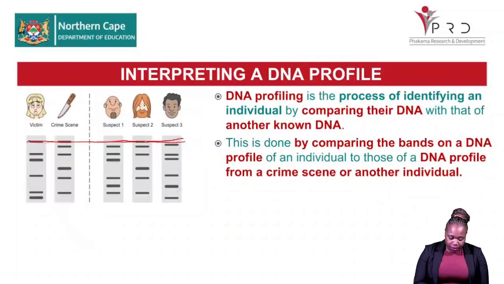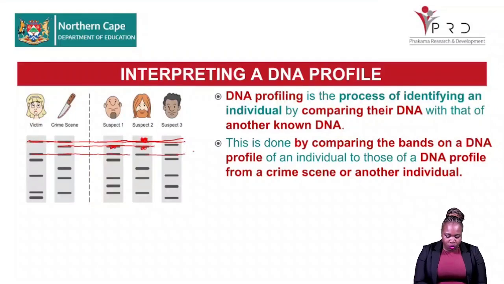Now we can see here the first bar belongs to suspect number 1. The second bar belongs to number 2. The second one, suspect number 2 and 1. And then the third bar belongs to the victim, suspect number 1, number 2, and number 3. So this one matches with everyone. And then the fourth one matches with suspect number 2 again. The next one matches with 1 and 2. The last one matches with 1 and 2 as well as the victim.